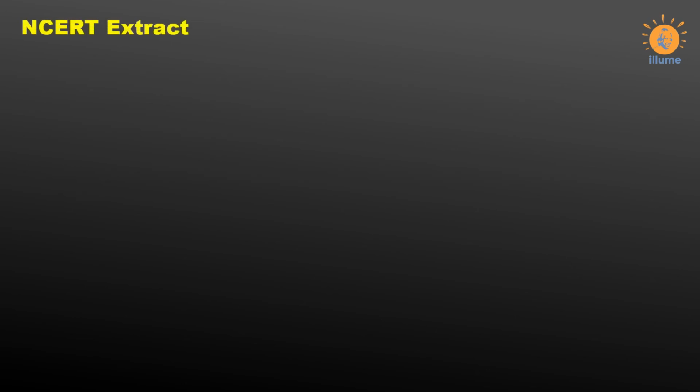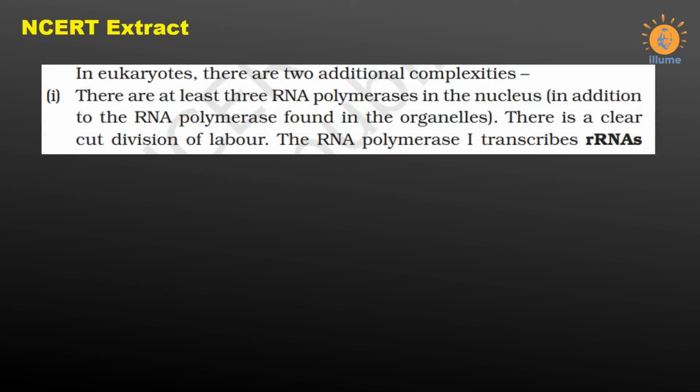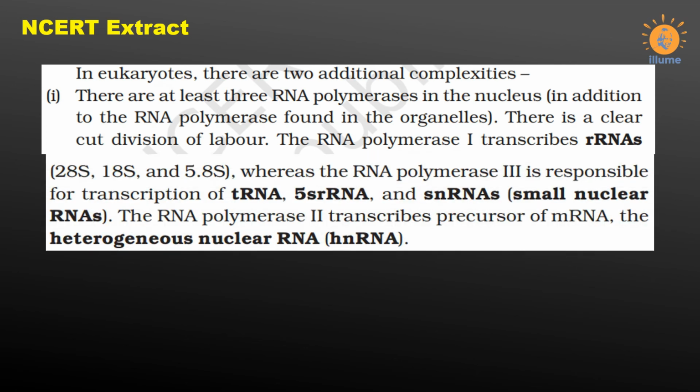Now we will be discussing the NCERT book. In the NCERT book of biology class 12th, chapter number 6, where they have discussed transcription. At the end of the transcription, we are taking this extract from NCERT so that I can explain the lines, the language of the NCERT. In eukaryotes, there are two additional complexities. Now, NCERT is comparing the process of transcription amongst prokaryotes and eukaryotes. In eukaryotes, there are two complexities which are not present in prokaryotes.